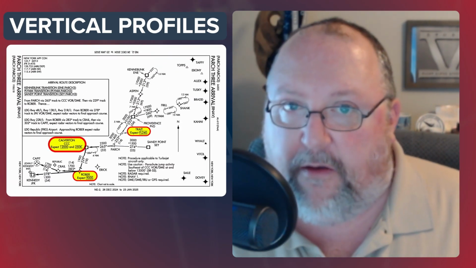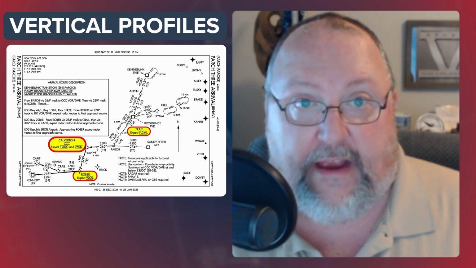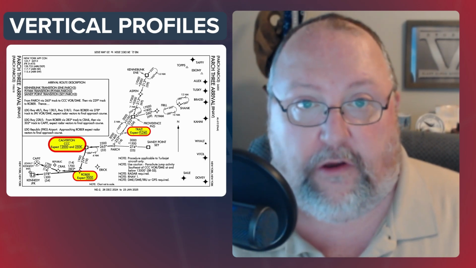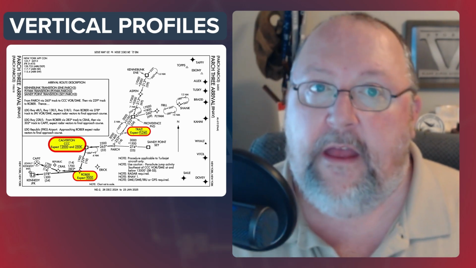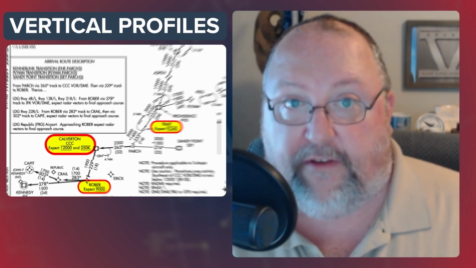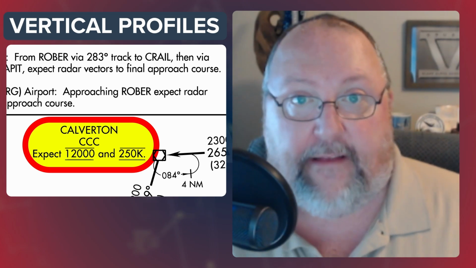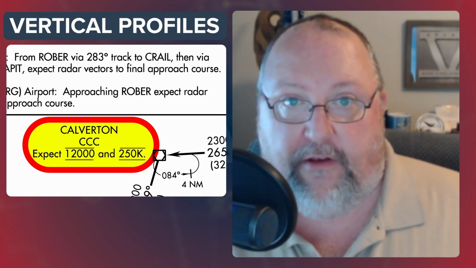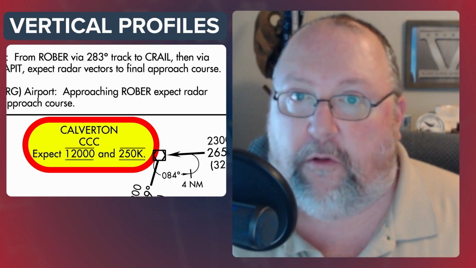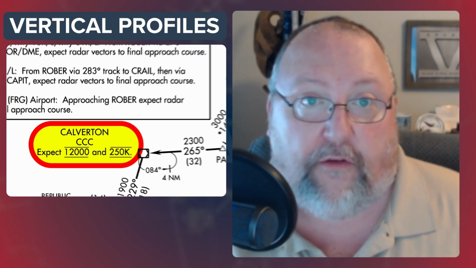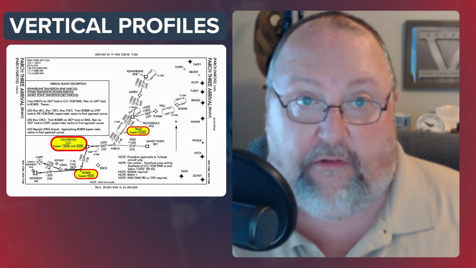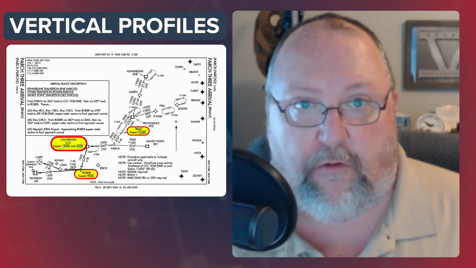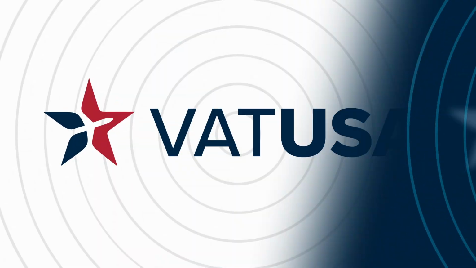A controller can't tell you to descend via the arrival in this case because these expected altitudes aren't firm assignments. They'll have to issue you an explicit crossing restriction. And on this one, a lot of times they'll say, cross Calverton at and maintain 12,000, speed 250 knots. The chart tells you to expect it, but now the controller has actually assigned it. They could also just tell you to descend and maintain 12,000, and in that case, it's not explicitly stated that you have to be at that altitude by the time you cross the Calverton VOR.